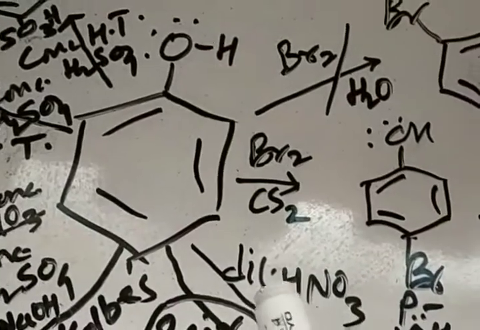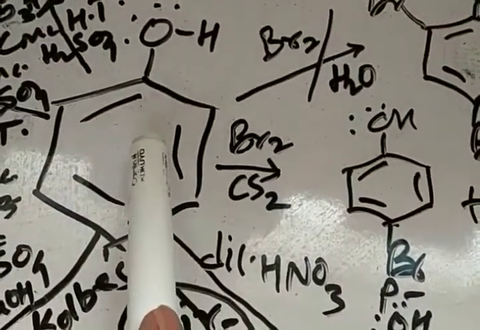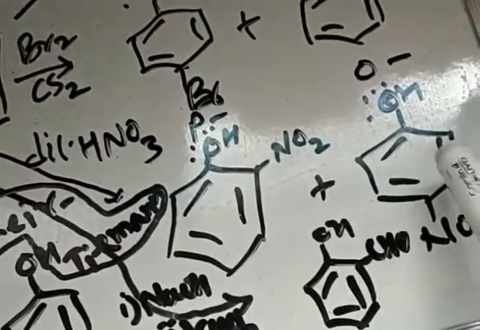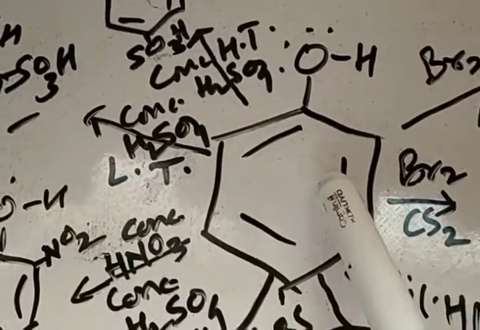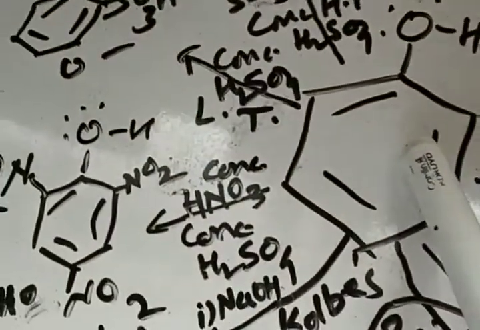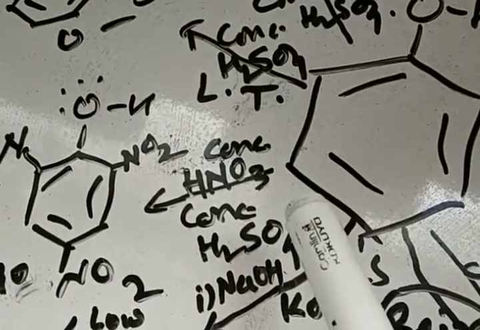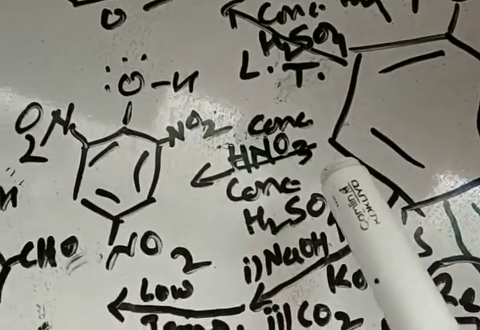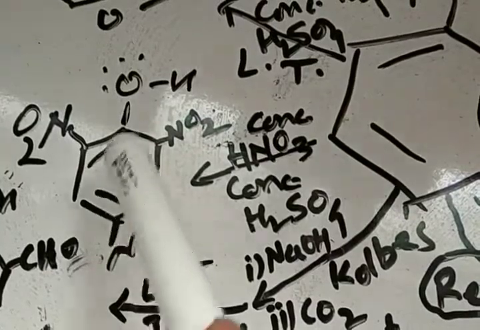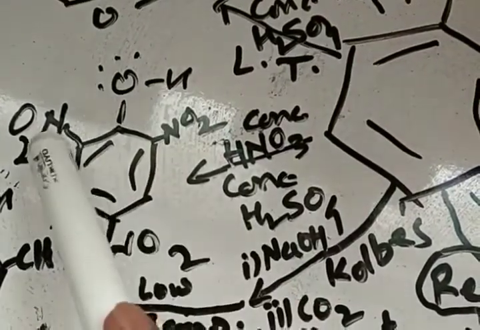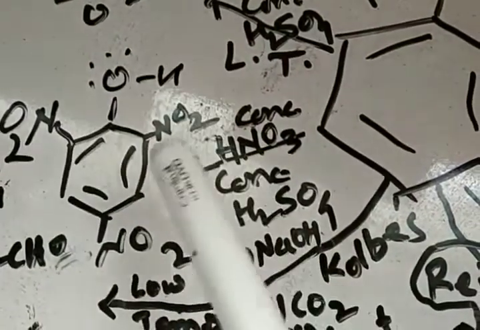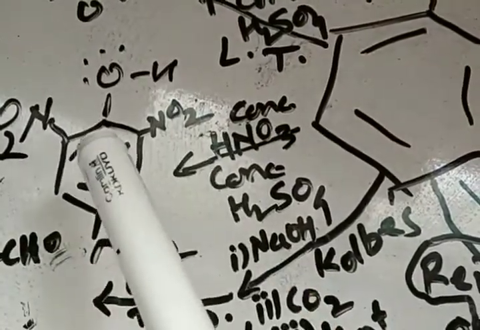In the nitration reaction, phenol on reacting with dilute nitric acid gives a mixture of orthonitrophenol and paranitrophenol. And when phenol is treated with nitrating mixture, that is concentrated HNO3 and concentrated H2SO4, then it undergoes trinitration to give 2,4,6-trinitrophenol, also known as picric acid.